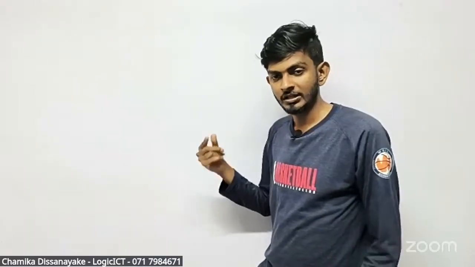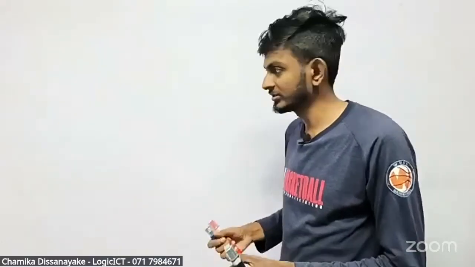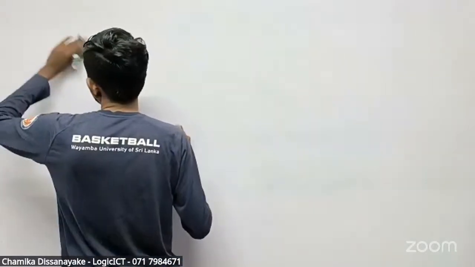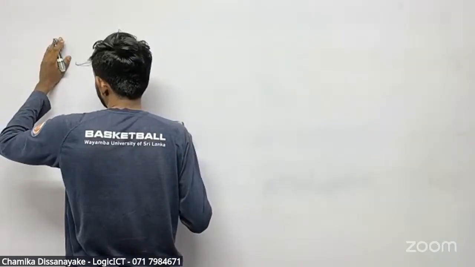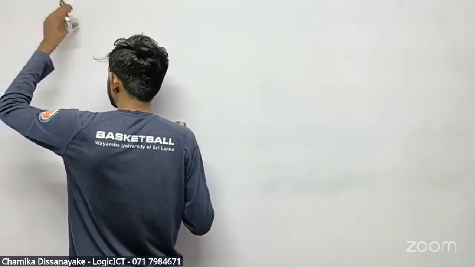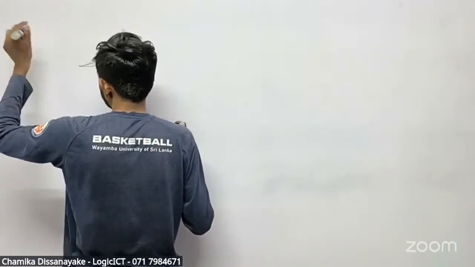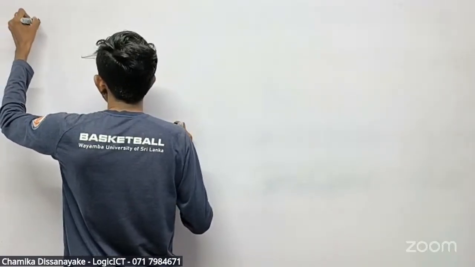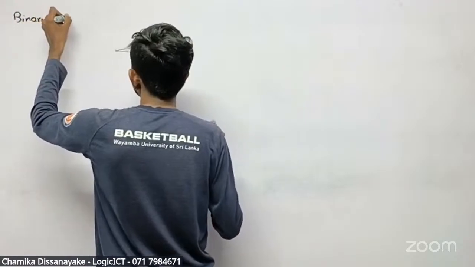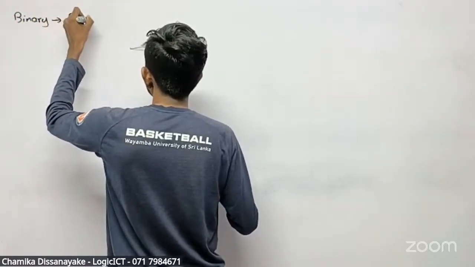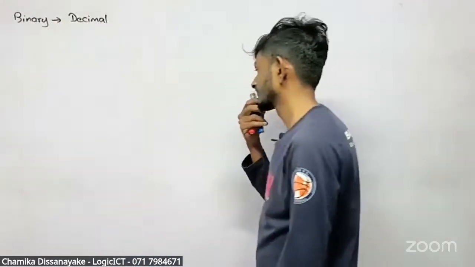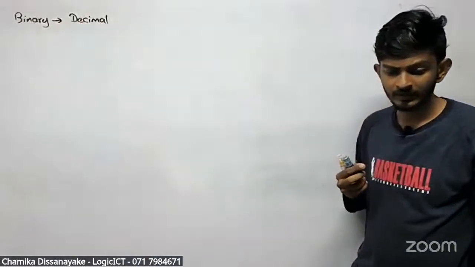Next part is what? We are going to reverse the process. That means in the previous part, we converted decimal to binary, but in this part, we are going to convert binary to decimal. Binary to decimal. Okay.